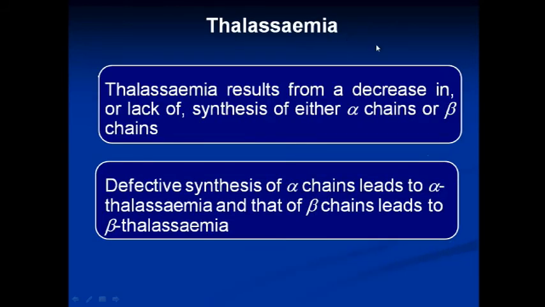Thalassemia results from a decrease in or a lack of synthesis of either the alpha chain or the beta chain. Defective synthesis of the alpha chain leads to alpha thalassemia, and that of the beta chain leads to beta thalassemia.